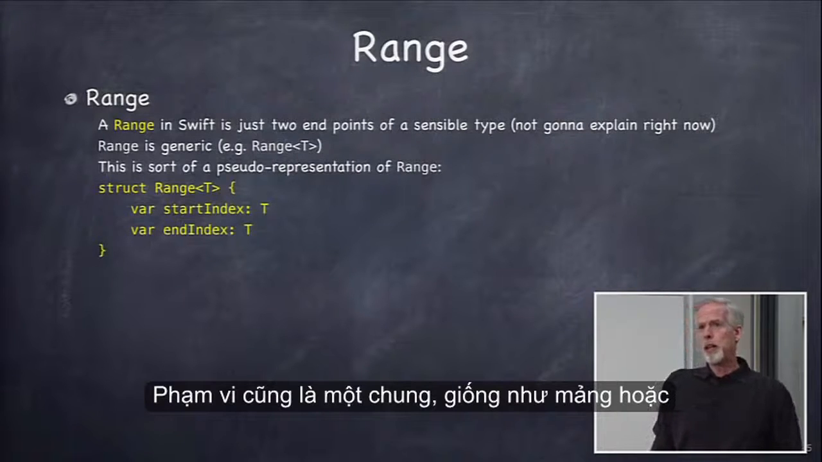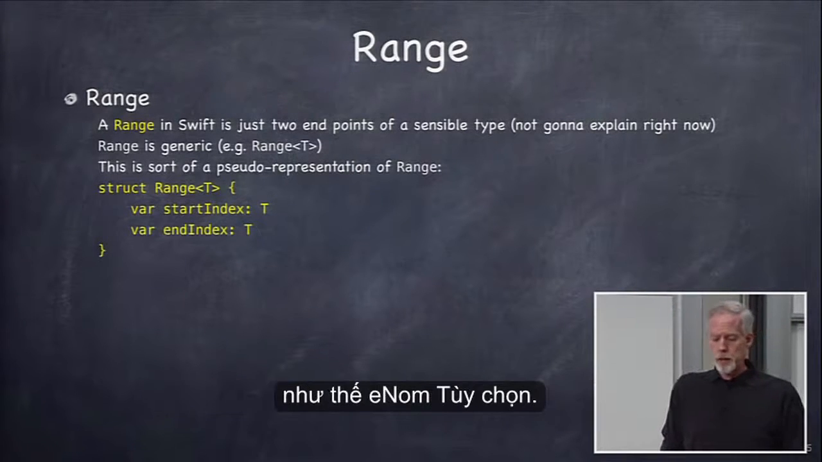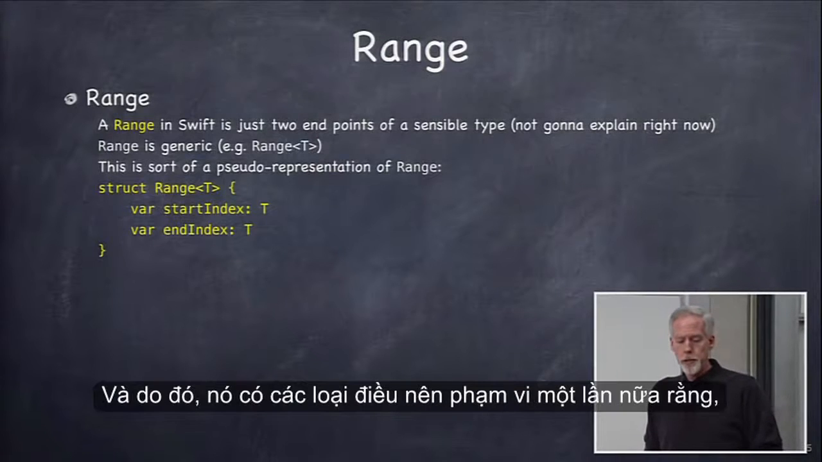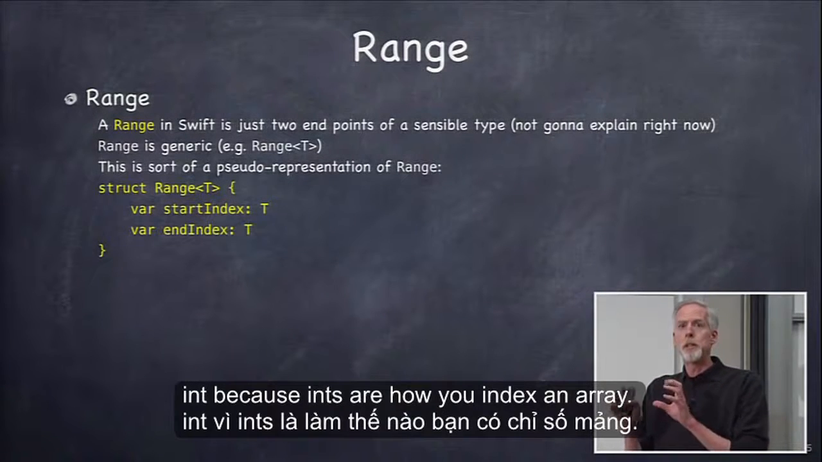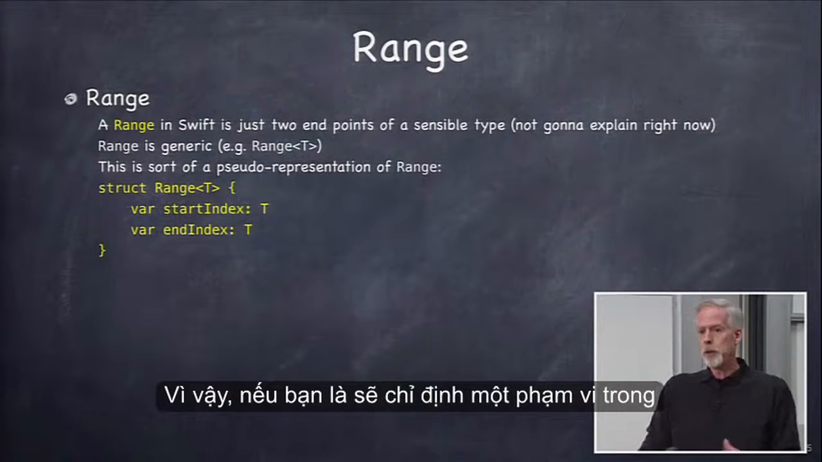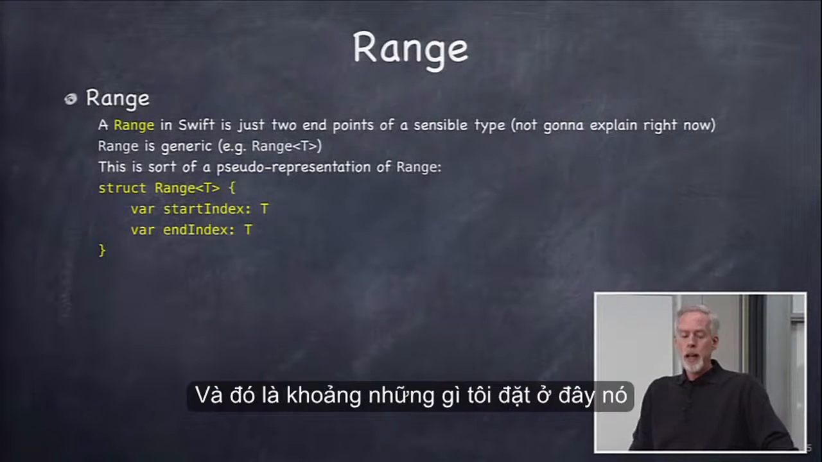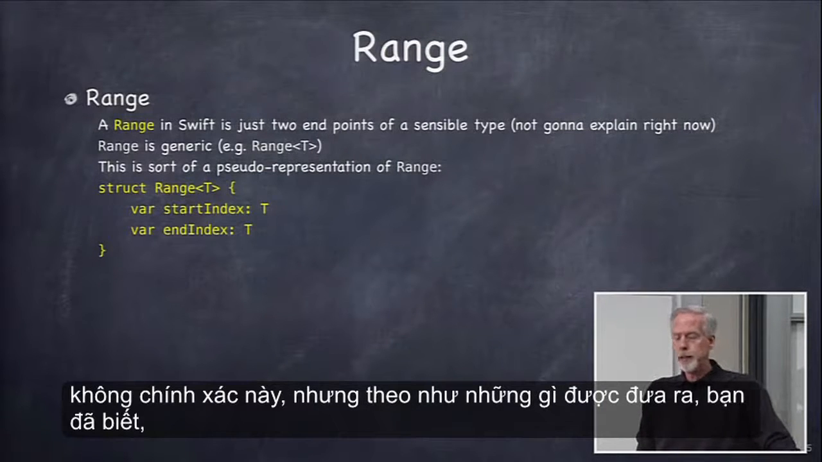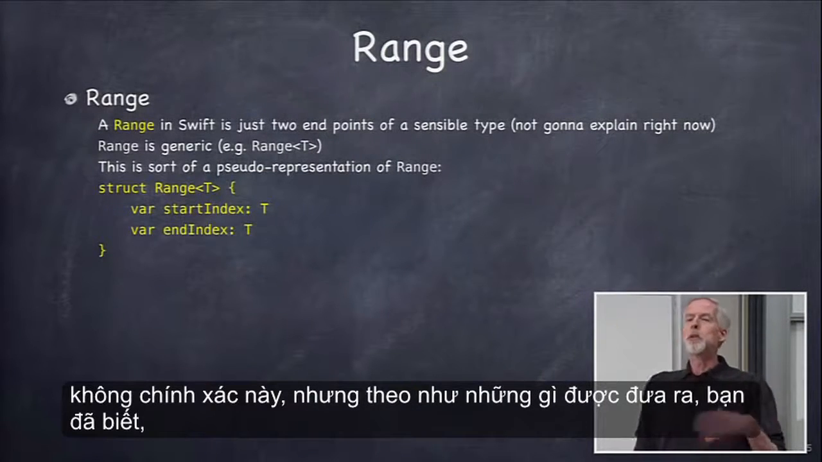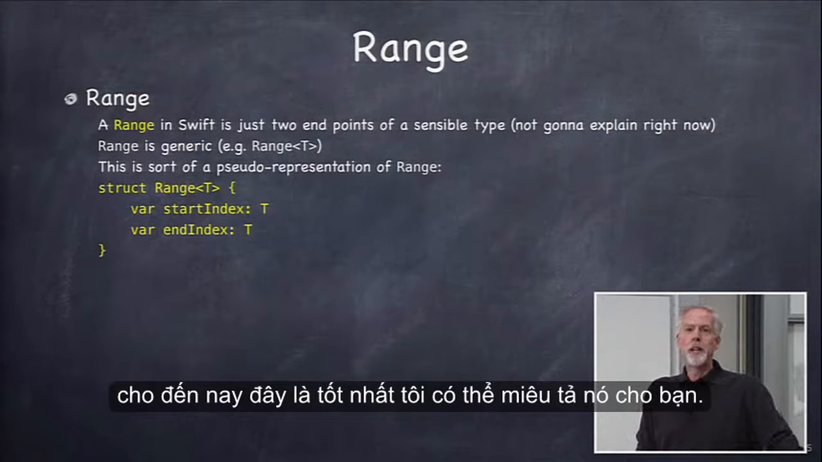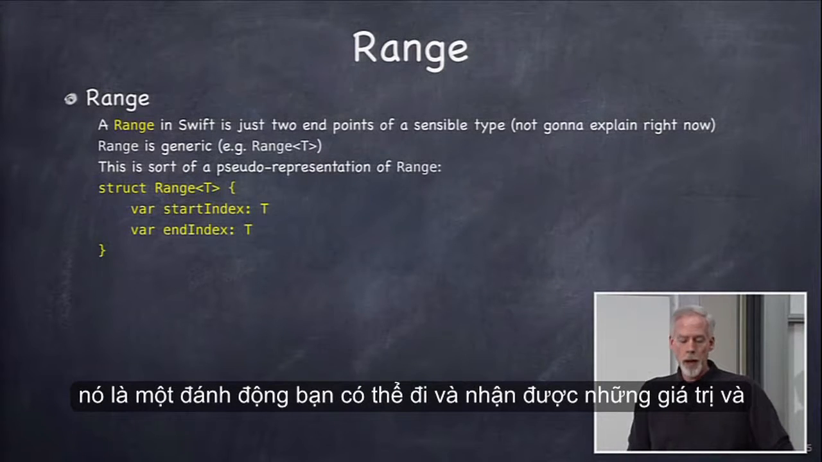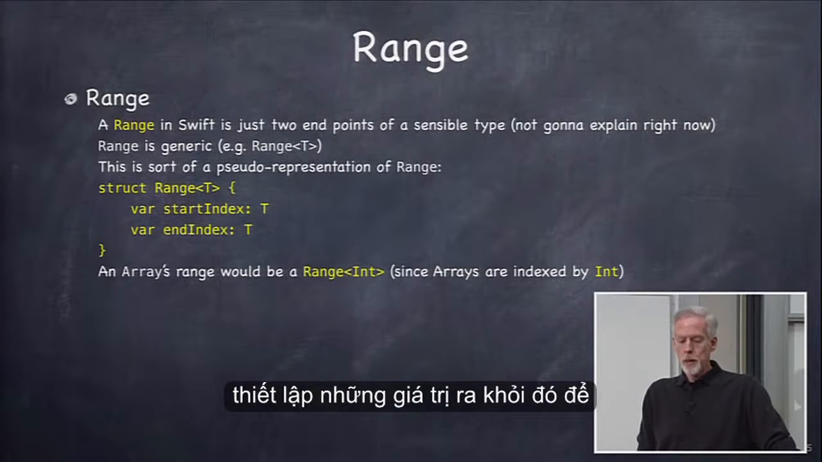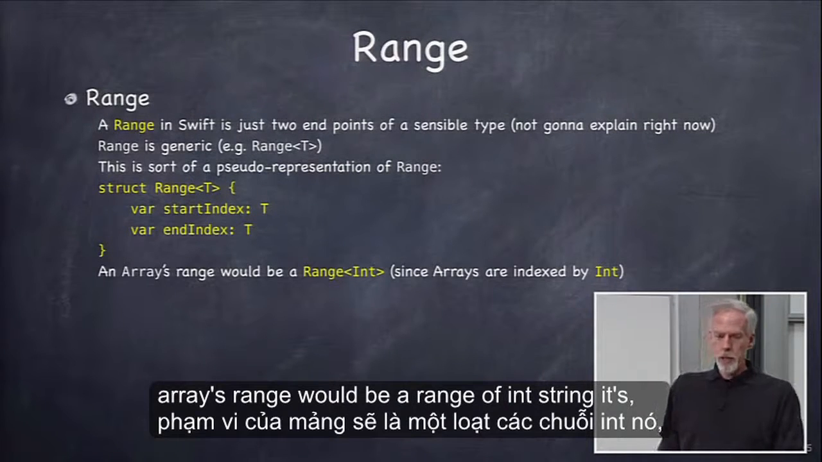Range is also a generic, just like array or like that optional enum, and so it takes the type of thing. To specify a range in an array would be range angle bracket int, because ints are how you index an array. It's approximately what I put here. It's not exactly this, but given what you know so far, this is the best I can describe it to you. It's just a struct that has a start index and an end index, and you can get those values and set those values out of there. So array's range would be range of int.